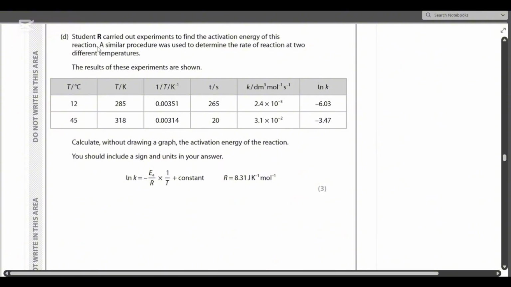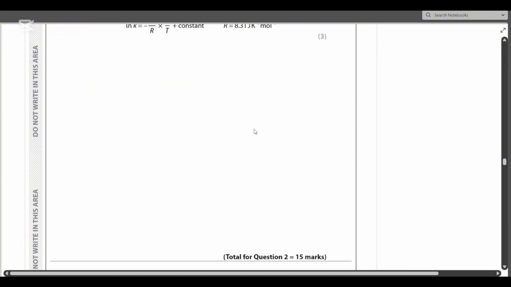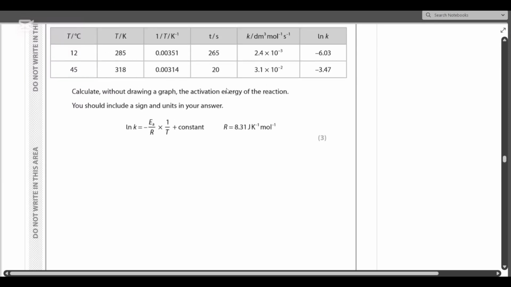Moving on, we can see that student R carried out experiments to find the activation energy of this reaction. A similar procedure was used to determine the rate of reaction at two different temperatures. These are the values provided. They're told to calculate, without drawing a graph, the activation energy of this reaction. In order to calculate this, we can create two simultaneous equations with the provided data in the table.